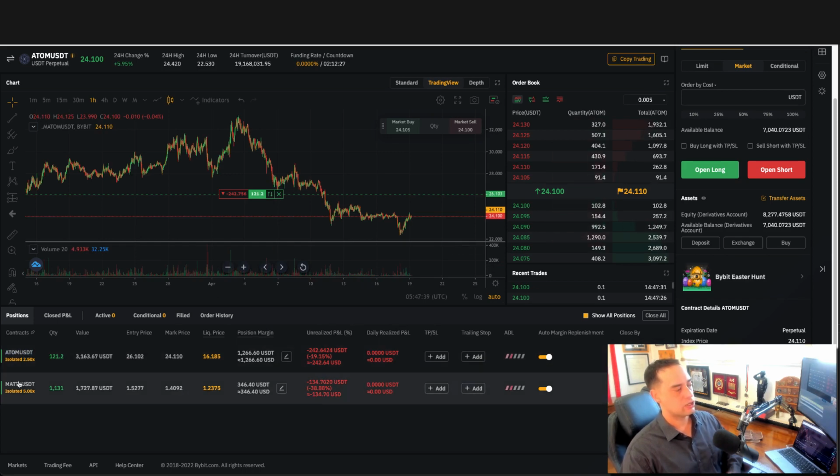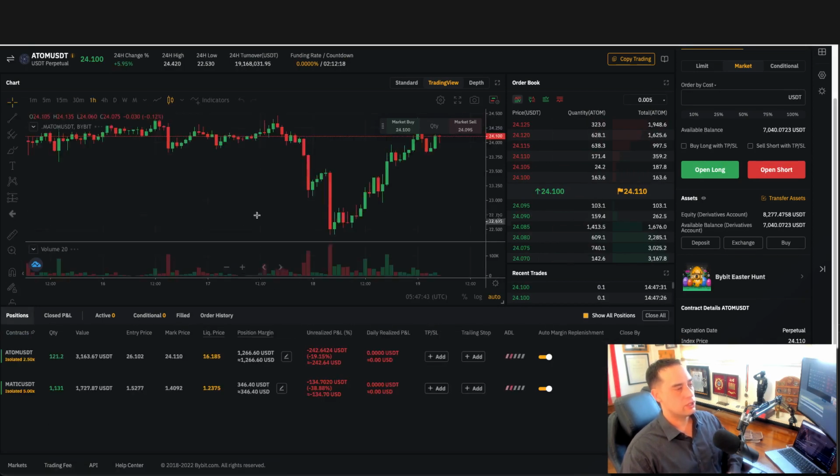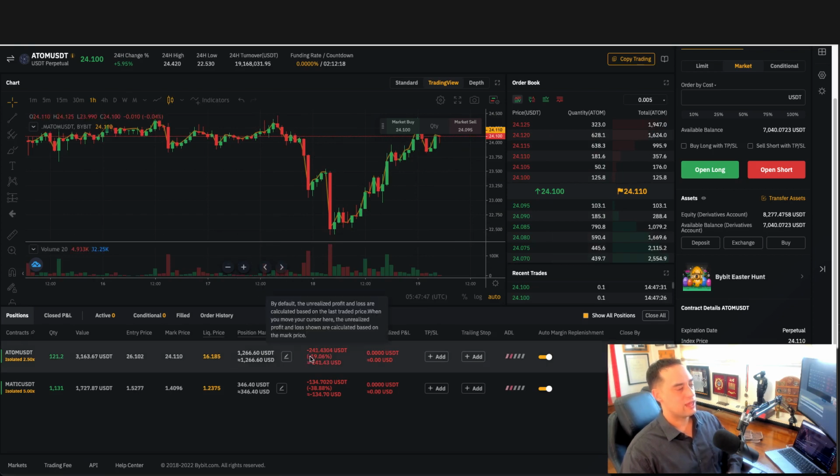If I double click, it'll load on the chart. Again, if I double click Matic, it'll load on the chart. If I look at this, I can see that it's down 19% at 2.5x leverage.